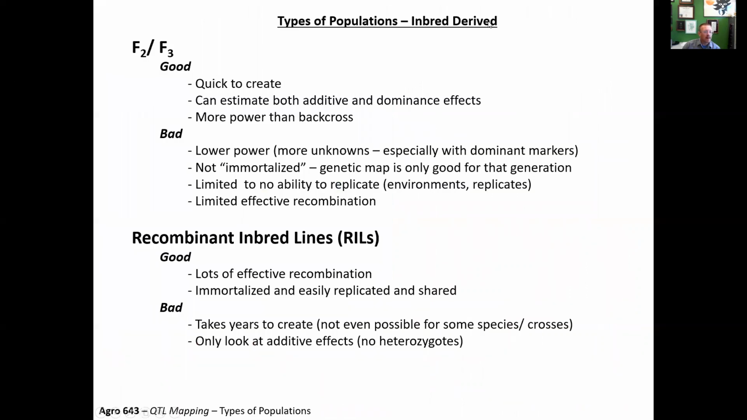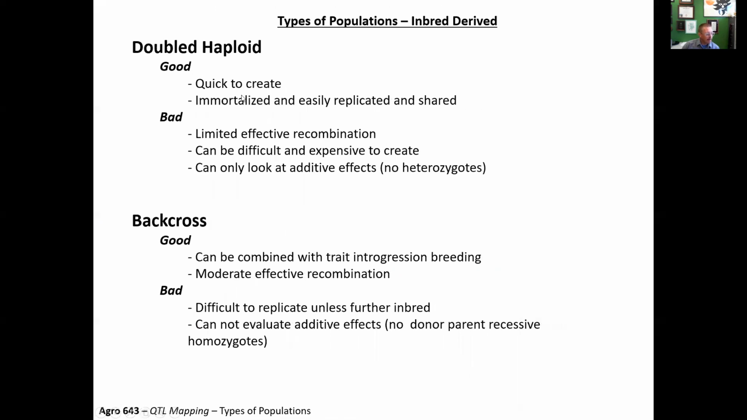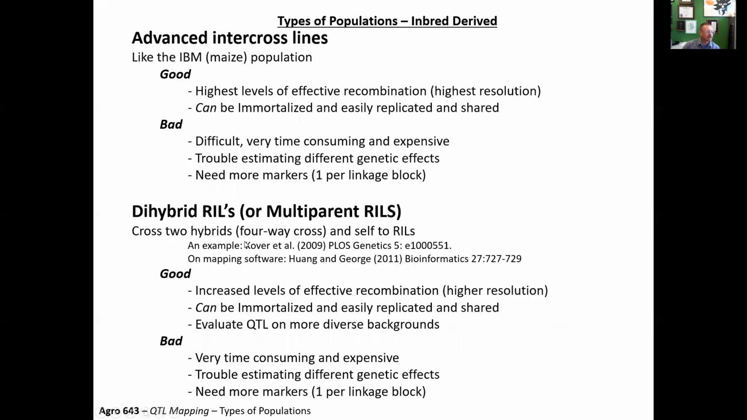So there's a number of different populations you could use. F2s, recombinant inbred lines, doubled haploids have some advantages, back crosses have some advantages. Advanced intercross lines like the intermated maize population have some advantages. Or dihybrid RILs.